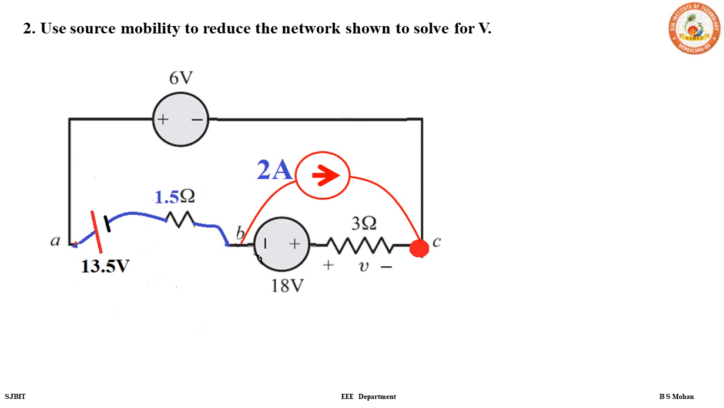9 into 1.5 is 13.5, and then the resistance 1.5 will be in series to the voltage source. Now thus 6, 13.5 and 1.5 are in series. Now 6 volts and 13.5, we can add or subtract, right, the voltage source in series.